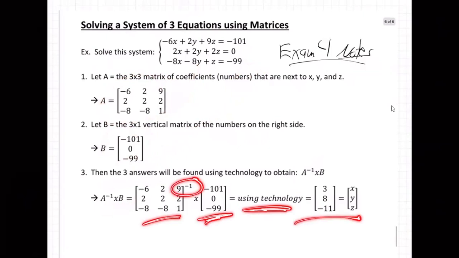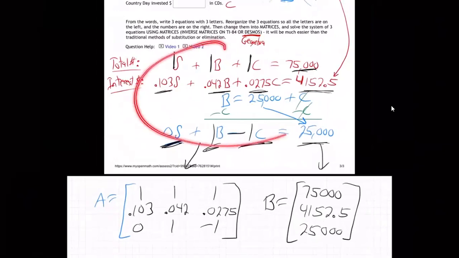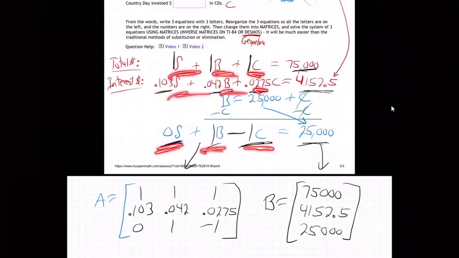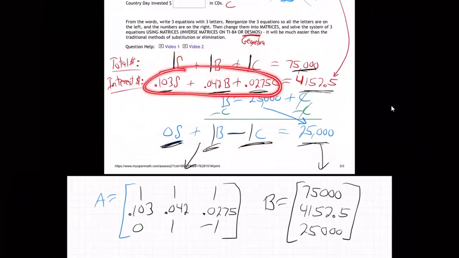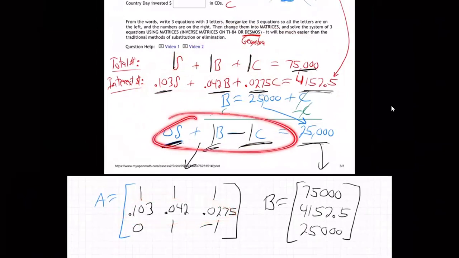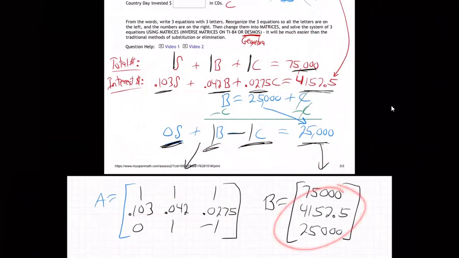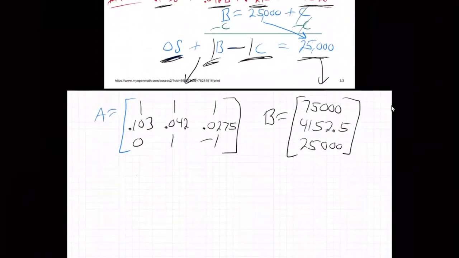So that's what I'm doing right now. I took these 3 equations they gave me. I had to reorganize this third one to put it in order S, B, and C, like the other ones. Then I grabbed the coefficients, 1, 1, 1, 0.103, 0.042, 0.0275 right here, and then 0, 1, -1 right here. And then B is the three numbers on the right side. And now my answer will be A inverse times B.